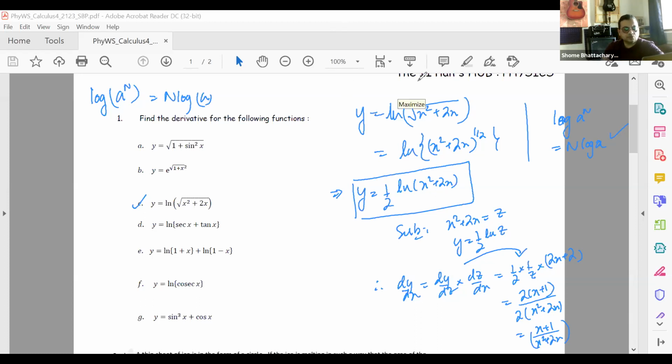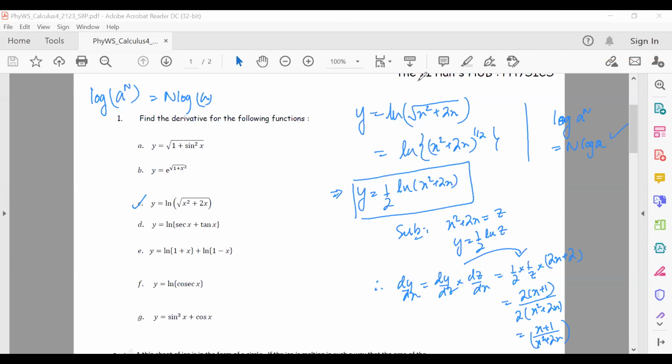Yeah, Caleb, you want me to explain about the exponential function or like? No, question 1E. Oh, sorry, sir. Yeah, I understood now. Yeah.